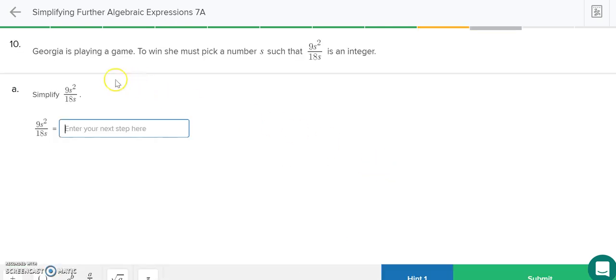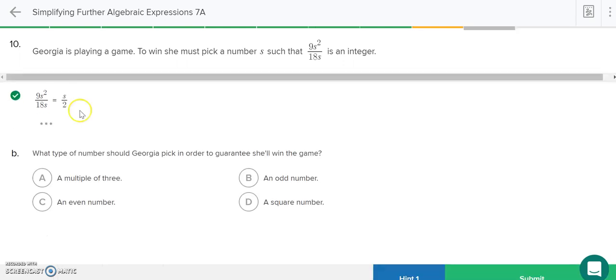Going on to this question, it says George is playing a game. To win, she must pick a number s such that this expression is an integer. So they want me to simplify this. First of all, 9 on 18 is half, so I'm going to do that. Now on the top I've got an s squared, on the bottom I've got an s. So on the top I've got 1s, and on the bottom I've got 2.